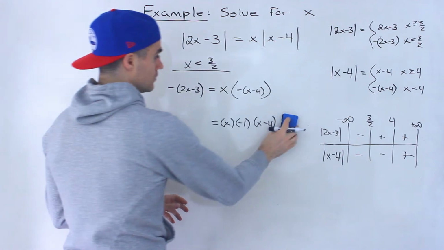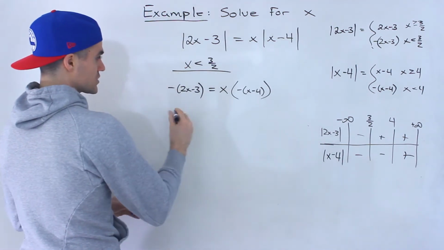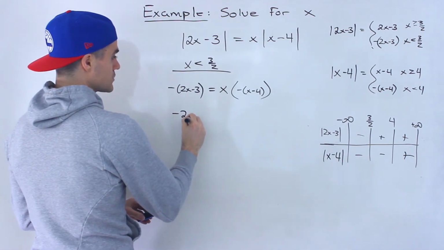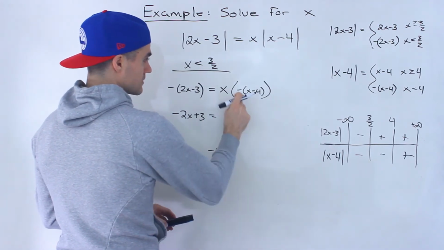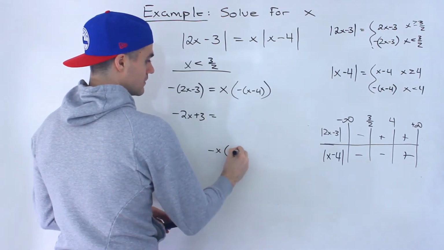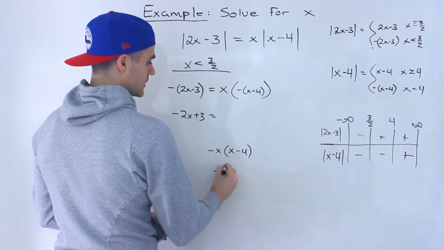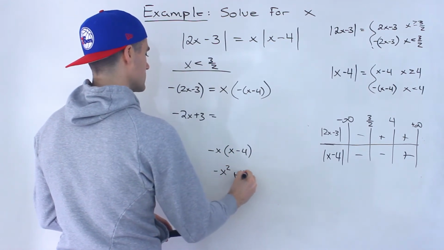And now we just solve this. This would be -2x plus 3, and there'd be a negative x. This and this, let's combine, so it'd be -x squared plus 4x.